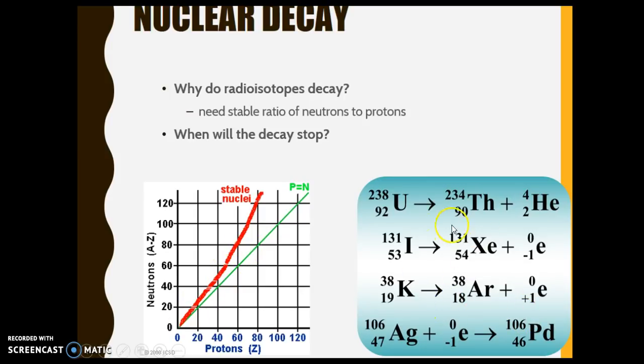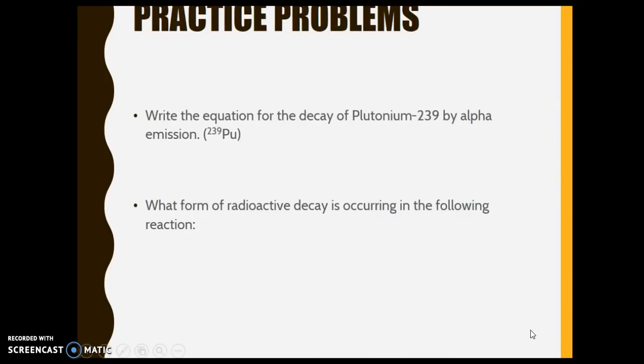And here's some more examples. So there's the first two. Here's another one. This is our electron, or our beta emission. Here's kind of the opposite in reverse, if we're adding electrons, what we can create. All right, so some practice problems. Write the equation for the decay of plutonium-239 by alpha emission.